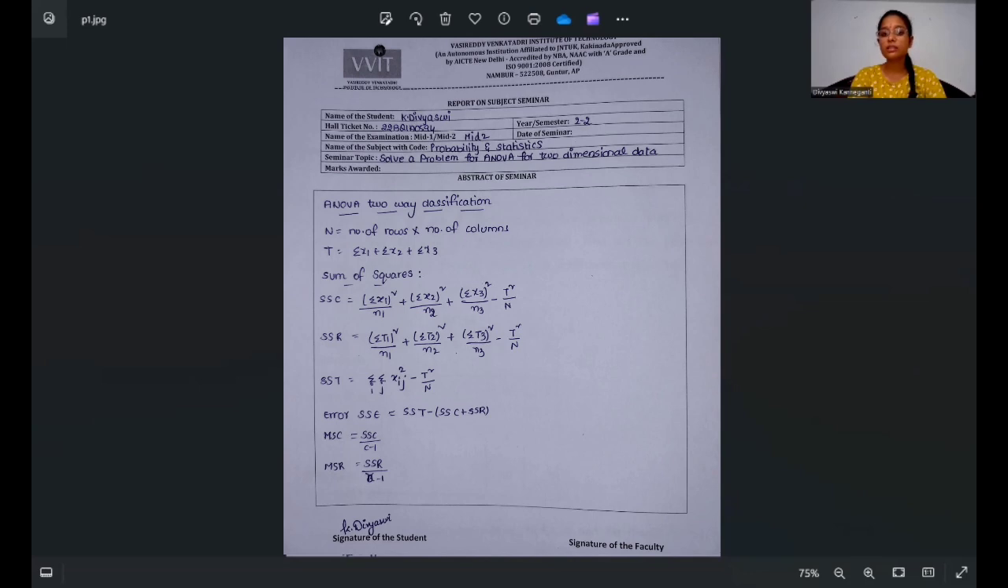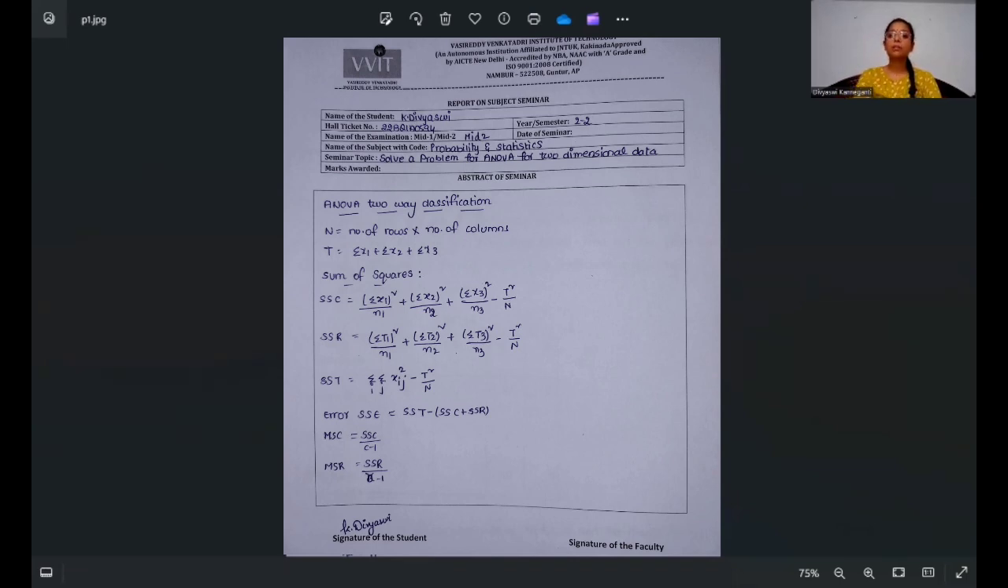While coming to the sum of squares of total, that is sigma sigma xij whole square minus T square by n, where xij are the observations of the rows. So we take the sum of squares of observations minus T square by n. Then the sum of squares of error is calculated using SST minus SSC plus SSR, that is sum of squares of total minus the sum of squares of columns plus sum of squares of rows.